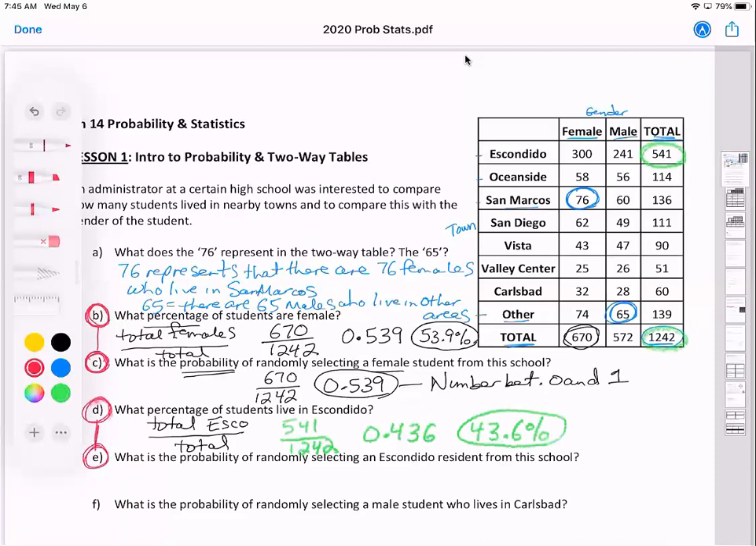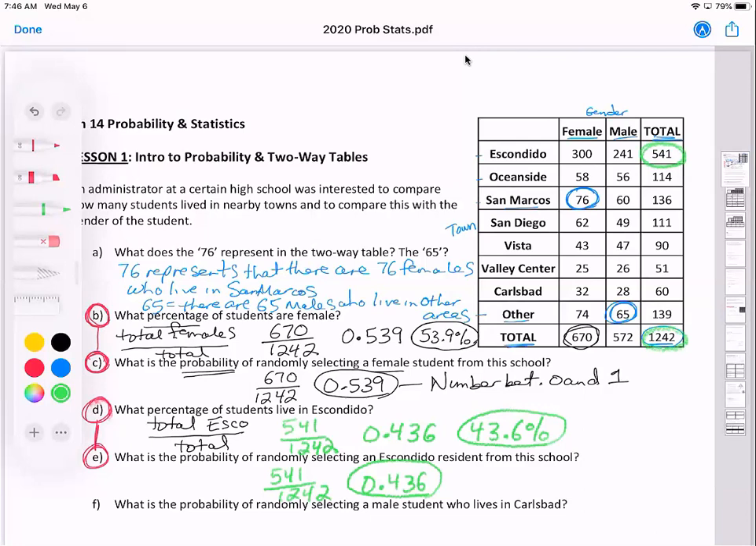Again, I want you to understand how to calculate probability from a two-way table. And to calculate that from a two-way table, it's the exact same thing as finding a percentage from a two-way table. So what's the probability of randomly selecting an Escondido resident from this school? Well, again, there are 541 Escondido residents out of 1242. And the probability, which is a number between 0 and 1, would be 0.436. So really the only difference is one we convert to a percentage and the other we leave as a decimal between 0 and 1.